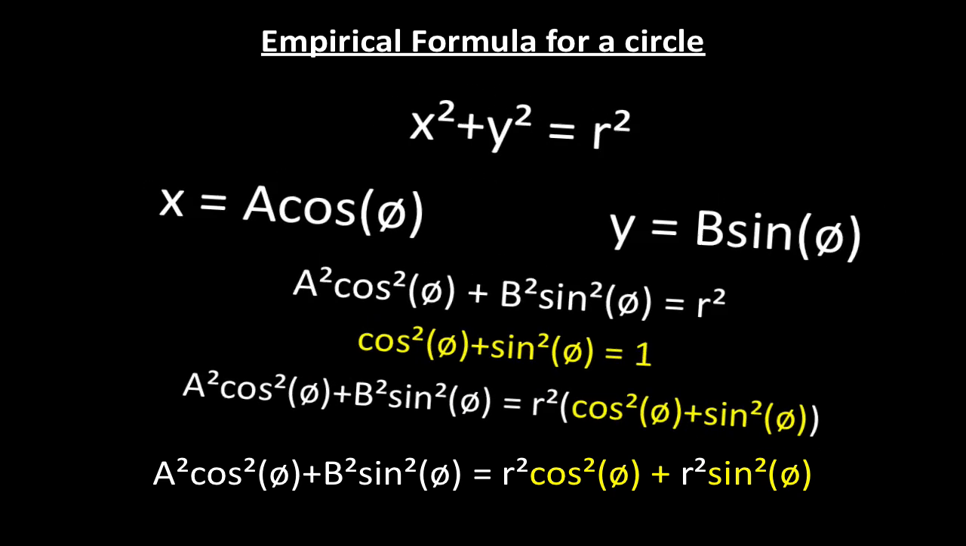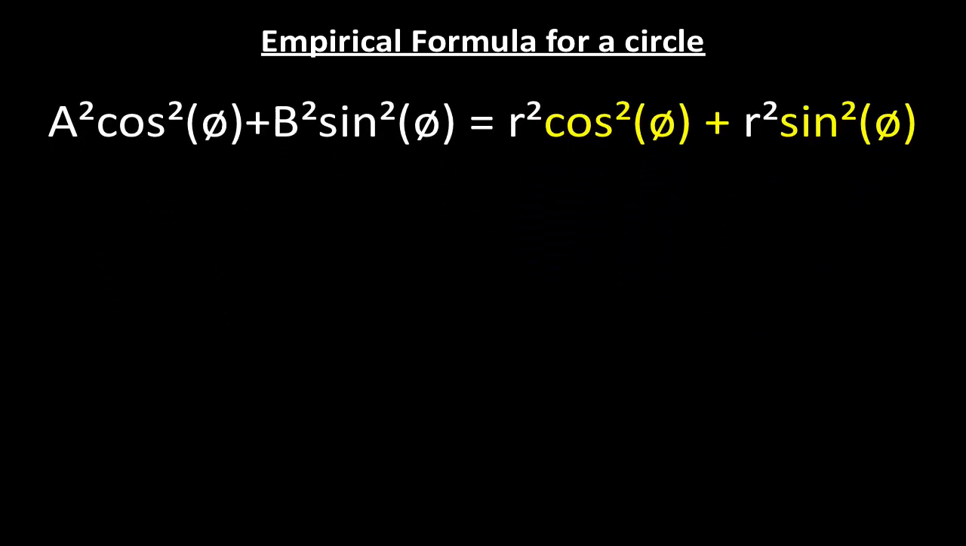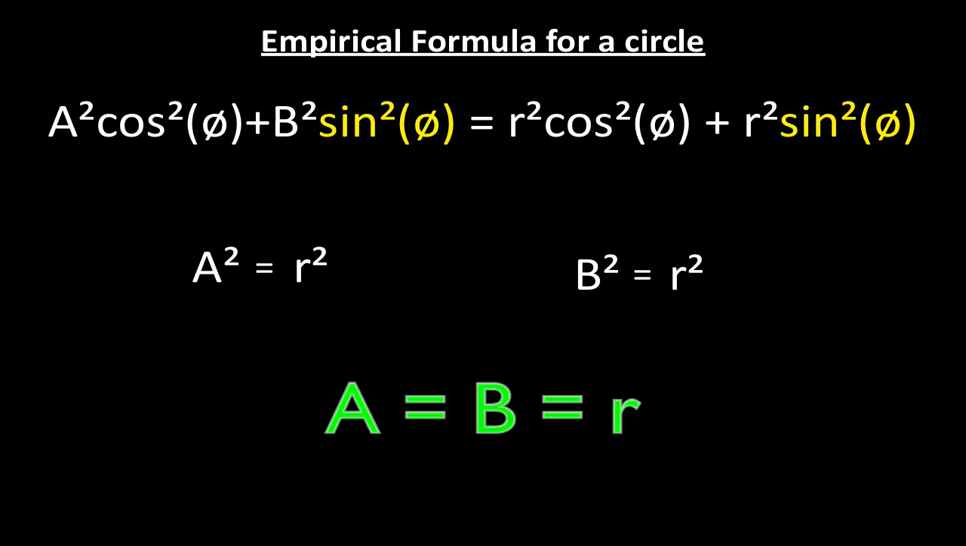Now let's just take the algebra to the side and compare the two sides of the equation with each other. If we take the coefficients of the cos squared phi's on both sides, we can see that a squared equals r squared. Whereas, if we take the coefficients of the sine squared phi's on both sides, we can see that b squared equals r squared. Ultimately, we see that a equals b equals r.